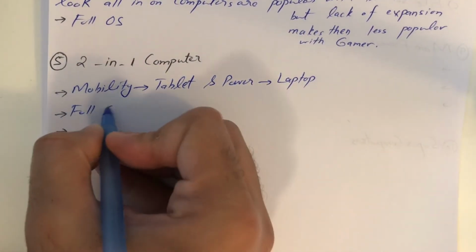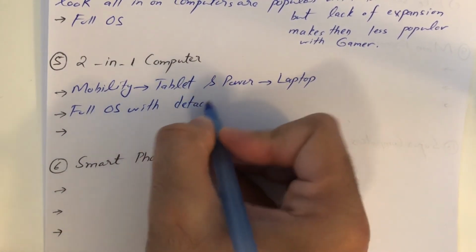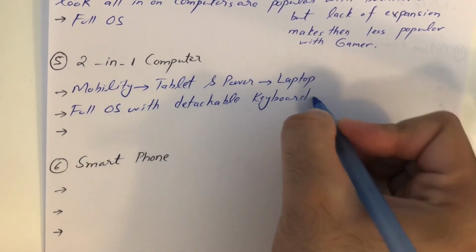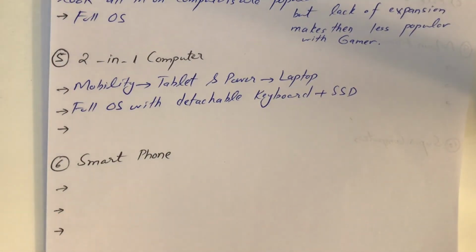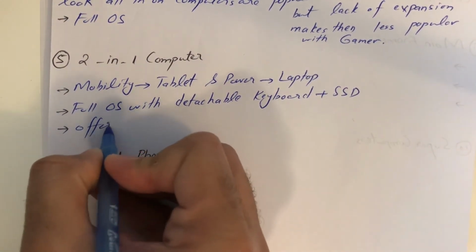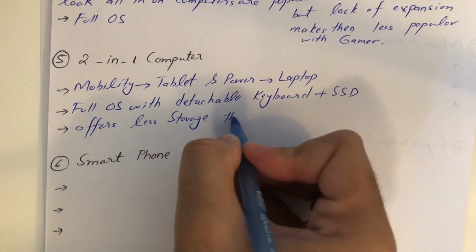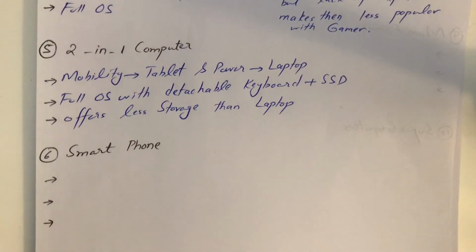They provide a full operating system with a detachable keyboard, and they actually use an SSD, solid state drive, which is slightly different compared to a traditional hard drive, because there is no moving component within an SSD. We'll discuss SSDs in detail. Next, it offers less storage than a laptop. A traditional laptop might offer you more storage.